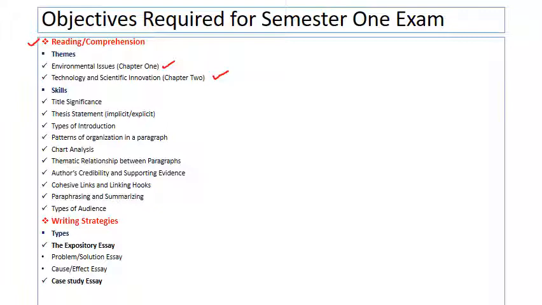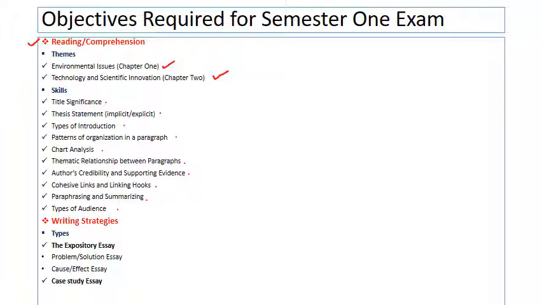This is because we had taken those previously last year, so we were able to go through them quickly. Title significance, thesis statement, implicit or explicit, types of introduction, the 5 most common types, patterns of organization, chart analysis, thematic relationship between paragraphs, author's credibility and supporting evidence, cohesive links and linking hooks, paraphrasing and summarizing, and also types of audience. So this pretty much covers it.